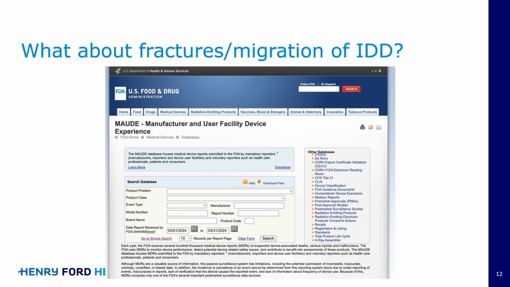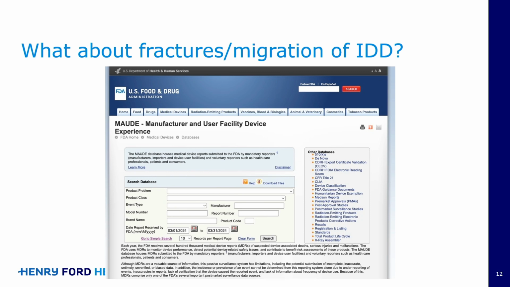And then what about fractures and migration? So I don't know if any of you have ever been to this site. This is from the FDA, the Manufacturer and User Facility Device Experience. So for any device that's approved by the FDA, if there's an adverse event that's reported, you can look it up here. So you can look up the TOPS device. One day, we'll see who wins the debate. You could look up arthroplasty that Jad mentioned. You can also look up your interbody cages. If you're using 3D printed titanium, anything that you're using, you can look this up.